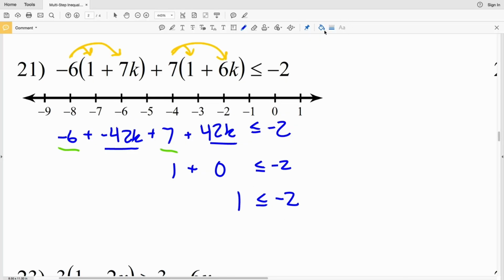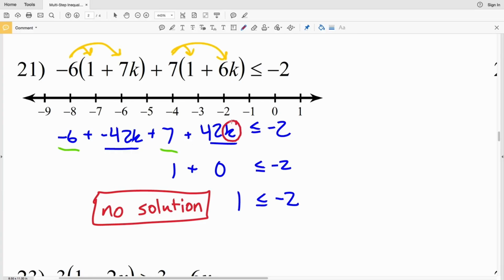And we know that that's not possible since 1 is greater than negative 2, so this has no solution. So there's no value that we can plug in for this k to make this inequality true. Therefore, there's no solution and nothing to graph.